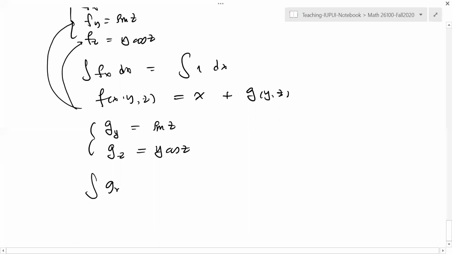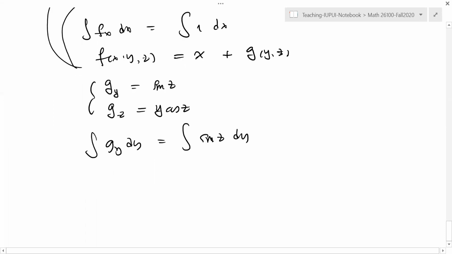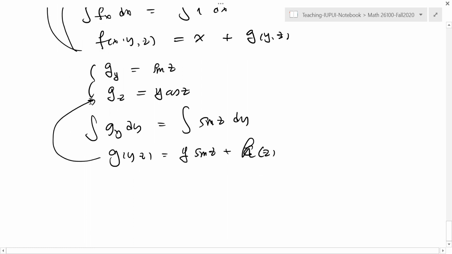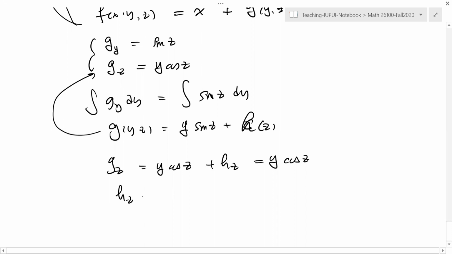So integrate g_y dy. I got g(y, z) is going to be y sine z plus a constant. This constant I call h(z). Then I plug into the second equation. So g_z equals y cosine z plus h'(z). And this should be equal to y cosine z, right? So that means h'(z) is 0. So that means h is going to be constant.